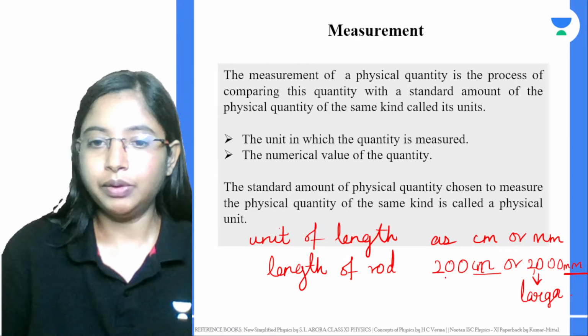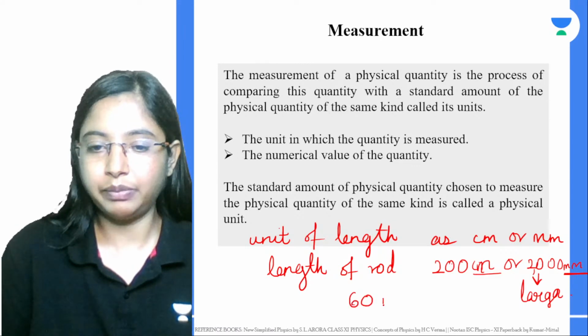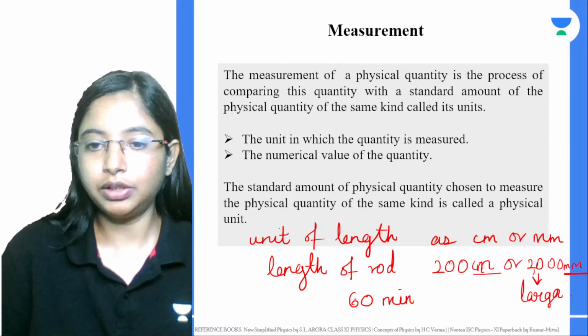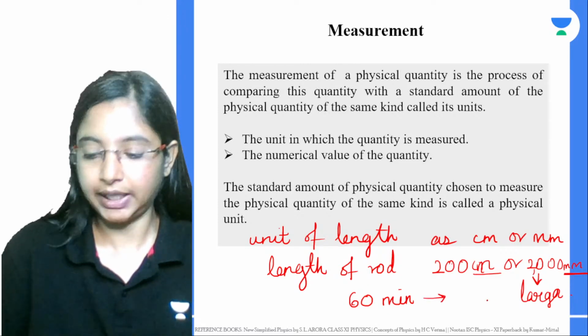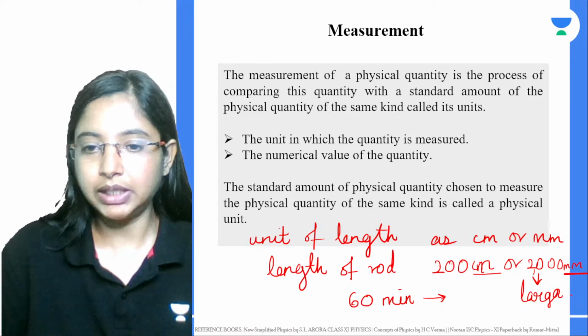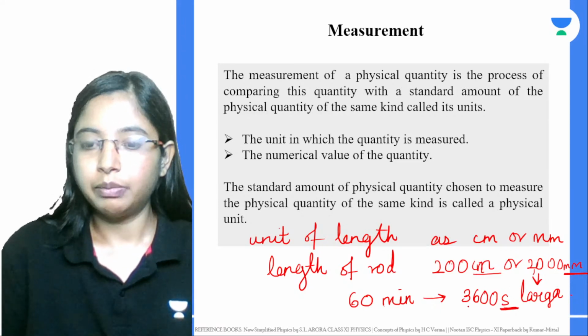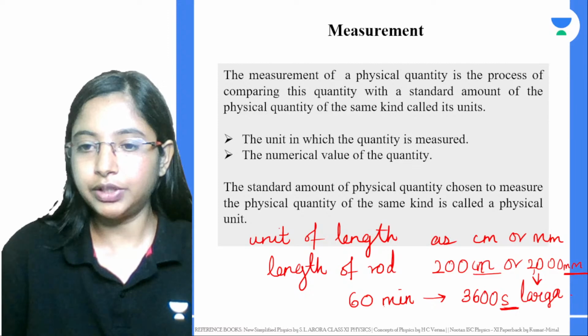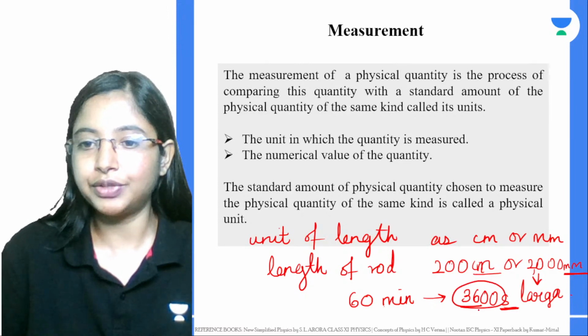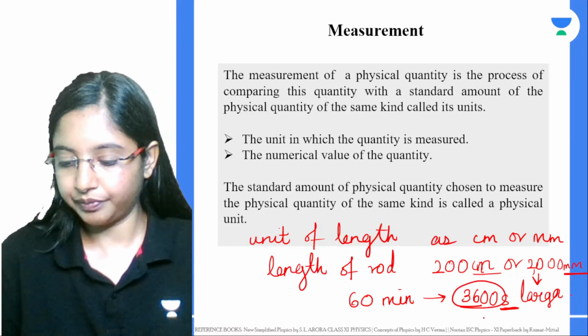Now if you write 60 minutes, this is in terms of time. If I want to give these 60 minutes in terms of seconds, in 60 minutes there are 3600 seconds. Now this is a smaller unit when compared to minutes. The second is a smaller unit, but as the units become smaller, the numerical value associated with it becomes larger.